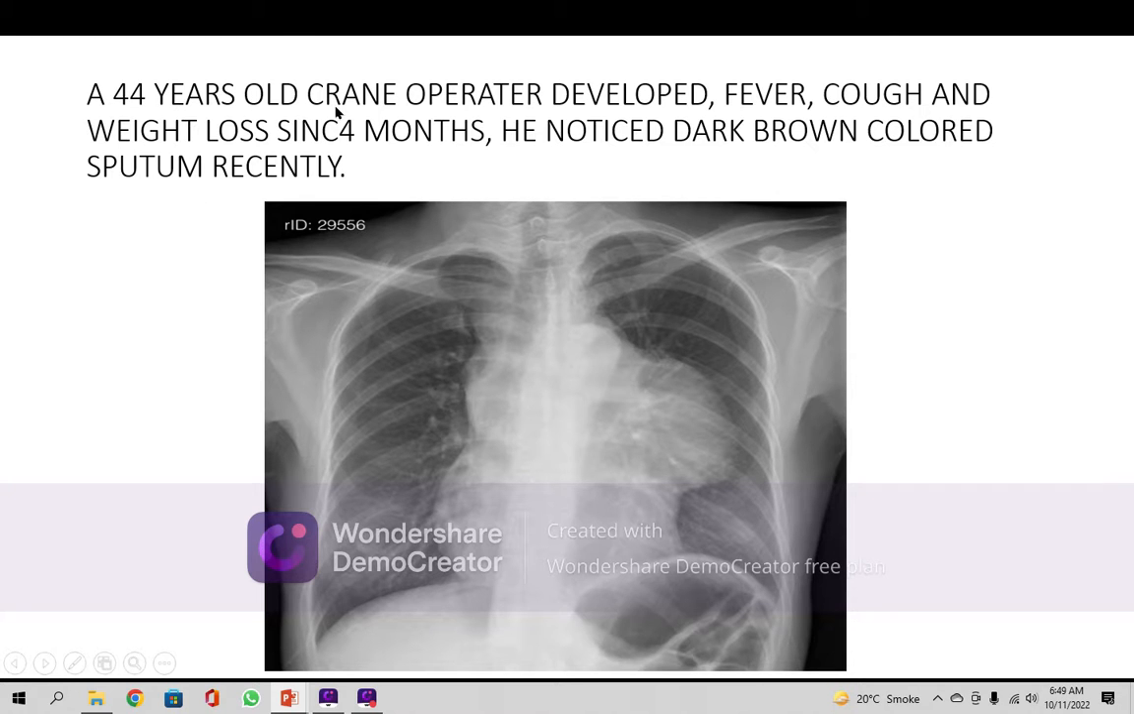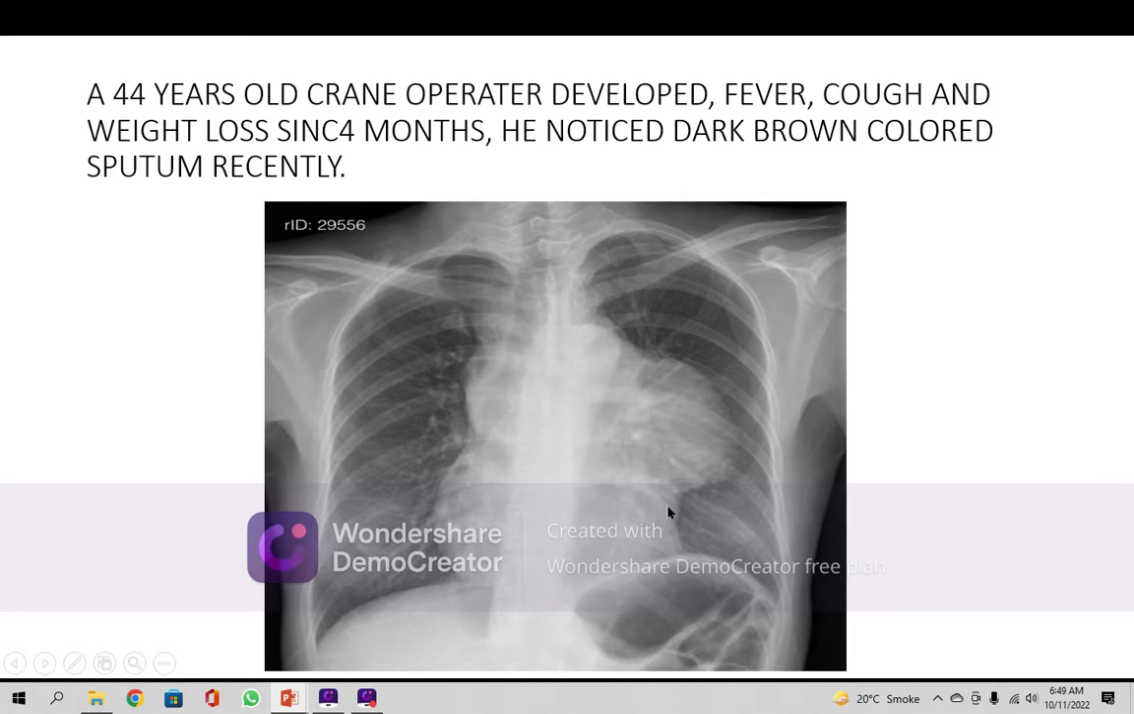Another X-ray has shown a 44-year-old crane operator who developed fever, cough, and weight loss over 4 months. He noticed dark brown colored sputum, which only means that some hemoptysis has occurred. With this X-ray, all parameters are seen. The trachea is shifted towards the right side, about 20 degrees, and the apices are normal. The first intercostal space with the first, second with the second, third with the third. Going down, at the third or fourth intercostal space from here to here, you see the opacity. Down there is a slight haziness. The costophrenic and cardiophrenic angles are normal on both sides. Only the big gastric air shadow is visible.